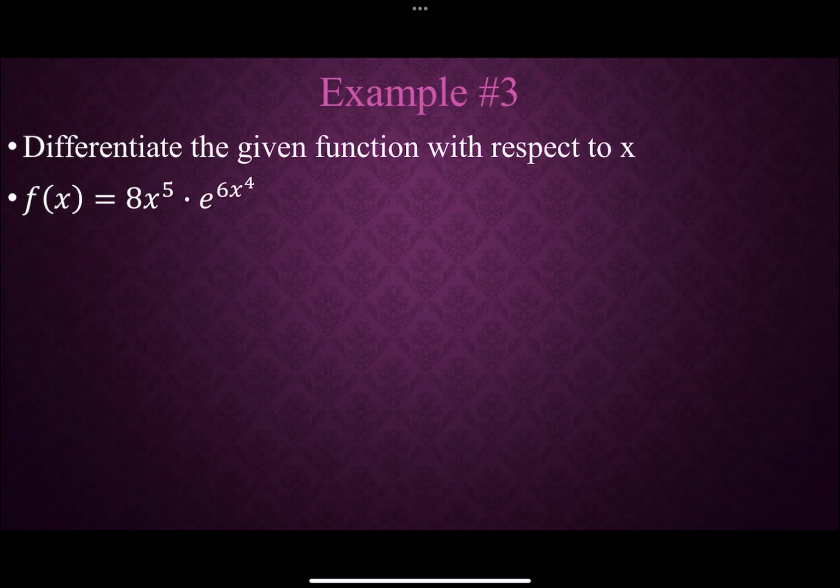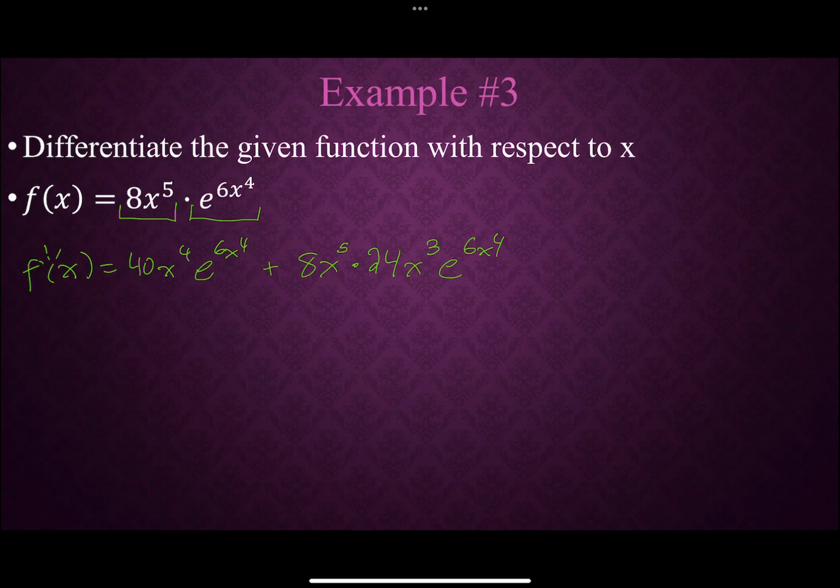Now, we can see this in the context of a product and quotient rule. So again, this is my first function, 8x to the 5th. This is my second function, e to the 6x to the 4th. So our product rule would tell us the derivative of the first function, 40x to the 4th, leave the second function alone, and then plus the first function times the derivative of the second function, where for the exponential, it's the derivative of the exponent, 24x cubed. And then we leave the exponential alone, e to the 6x to the 4th. So that's our product rule.